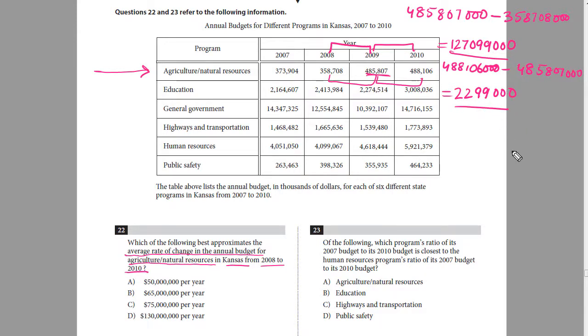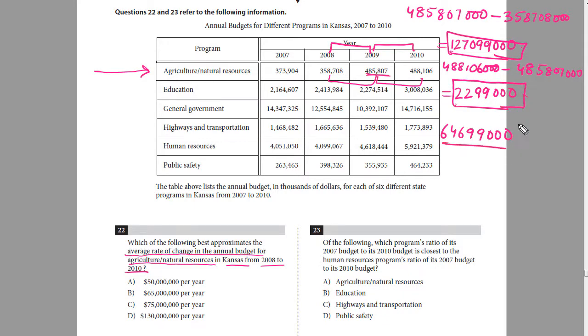Now we will take their average, so this value plus this value divided by 2. Now 2,299,000 plus 127,099,000, we will get a value. Now I'll divide it by 2. So my answer is 64,699,000. I have taken the average of these two values.